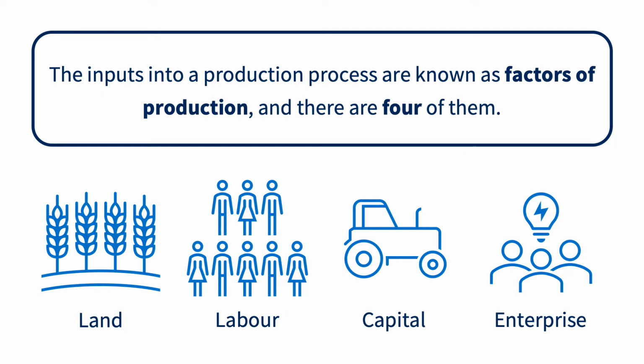The inputs into a production process are known as the factors of production, and there are 4 different factors of production. Every resource used in economic activity can be placed into one of these 4 factors of production. They are known as land, labour, capital, and enterprise. Let's take a look at them in more detail.